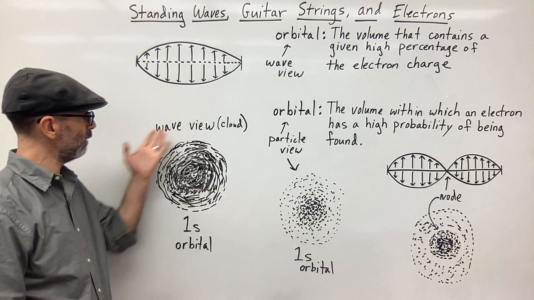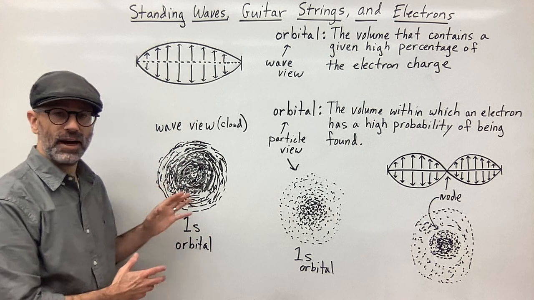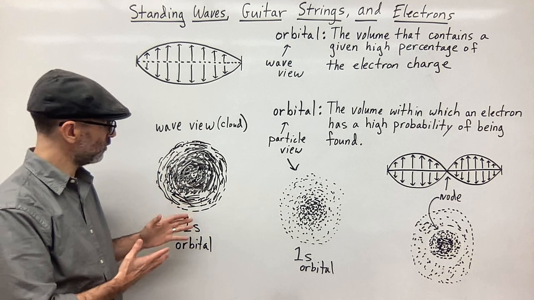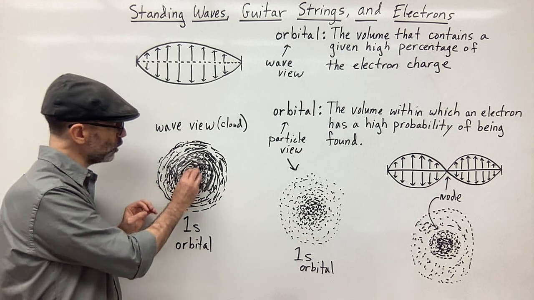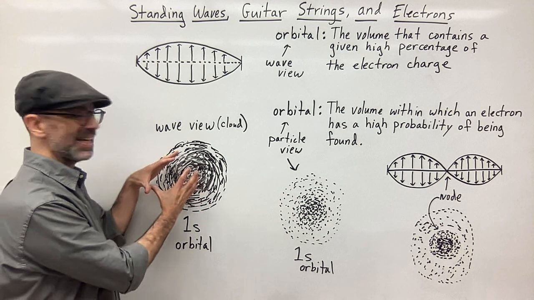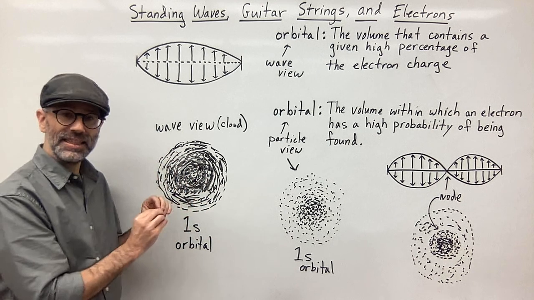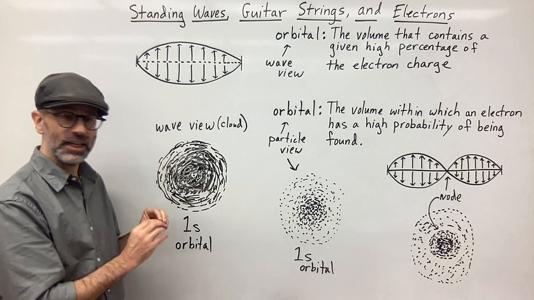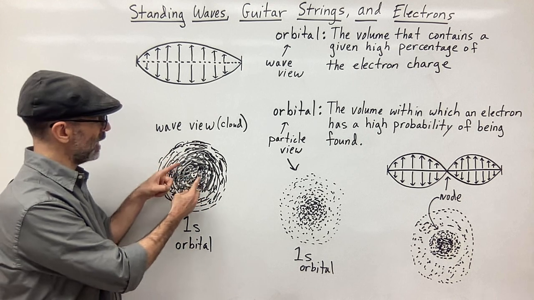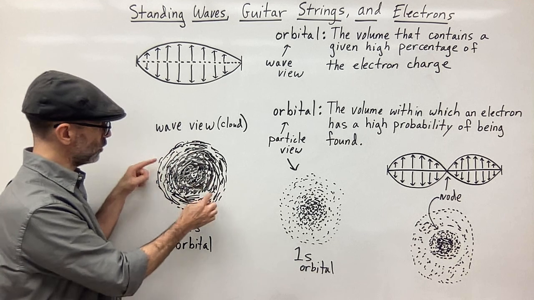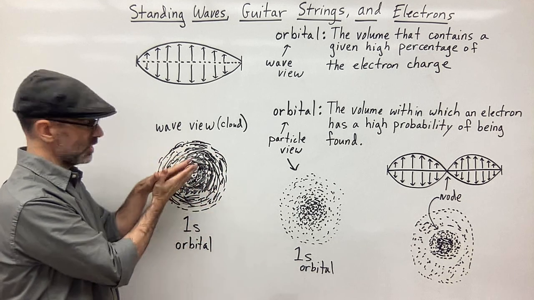So the wave view views this as a cloud, and so pardon my drawing here. I did the best as I could. This is supposed to be a cloud where you can see that it's darker towards the center and it gets lighter as you go out, meaning that the charge intensity of the electron as you get closer to the nucleus is greater than when you get farther from the nucleus. So you can see that the intensity is less out here, so the charge intensity gets lower.